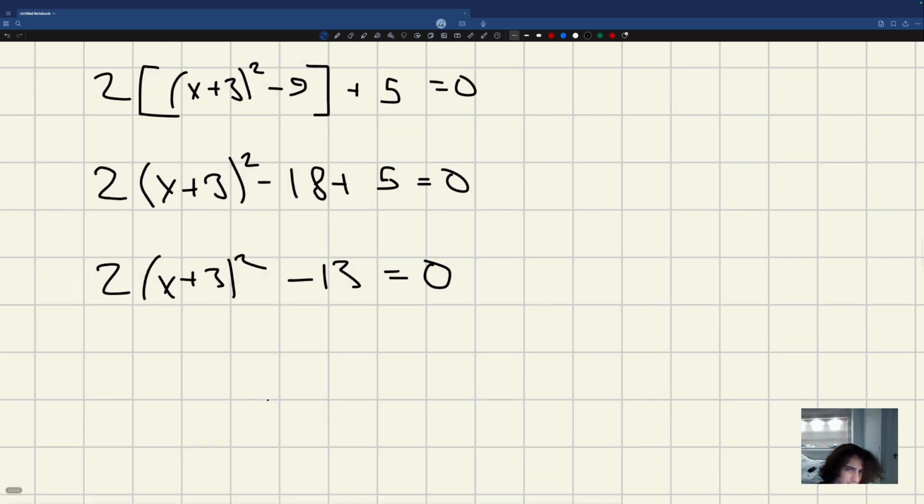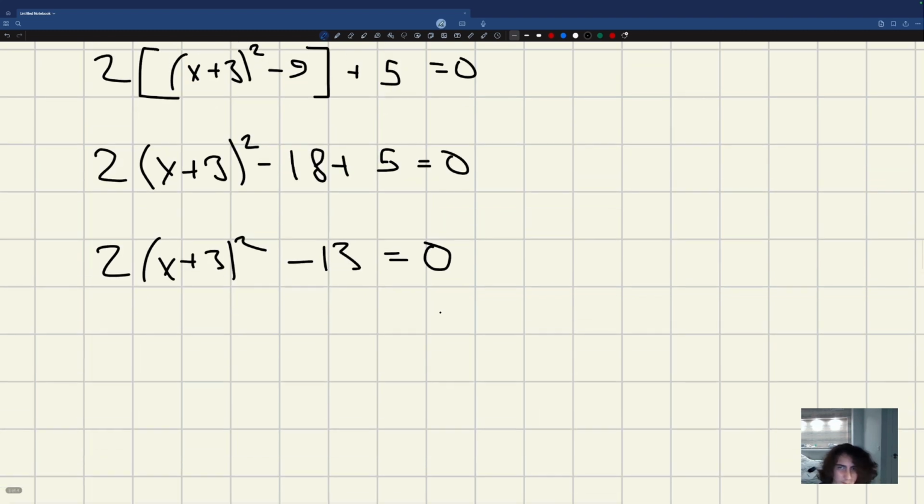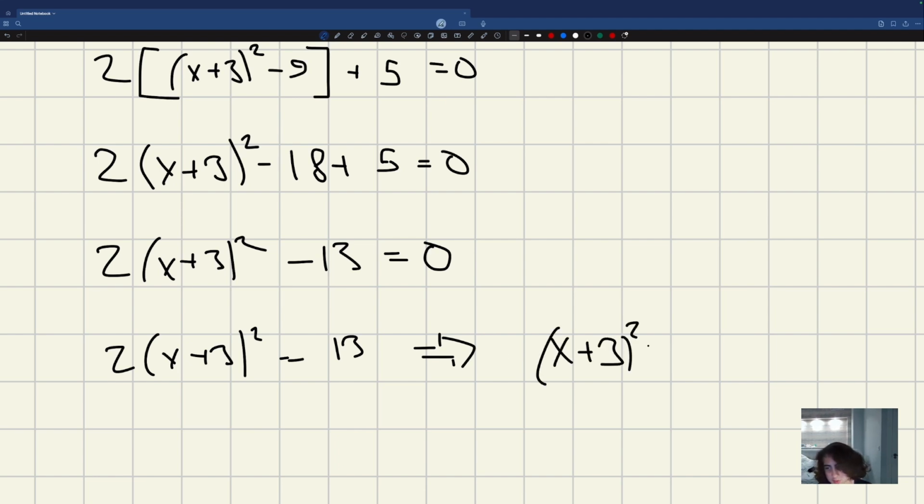To solve it, what you need to do is first you need to get rid of the 2. So let's do that. And actually, let's do that through this way. So first we will carry the 13 over here. Then we will divide everything by 2. And then we'll square root everything because of this square. So we'll go 2(x plus 3) squared is equal to 13. Then we get that (x plus 3) squared is equal to 6.5.